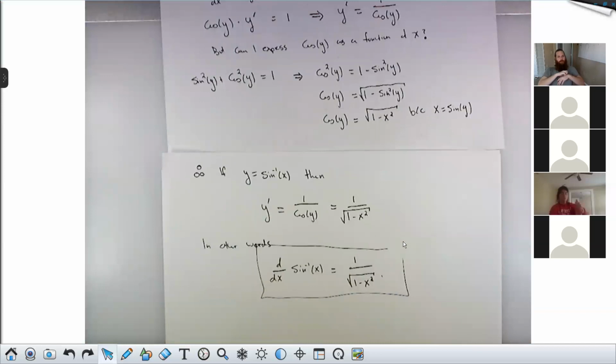So this is how you find the derivative of the inverse sine function. You rewrite y equals inverse sine x as sine y equals x, and then differentiate implicitly on both sides. And then you use the trig identity, sine squared plus cos squared equals 1, to rewrite 1 over cos y as 1 over the square root of 1 minus x squared.